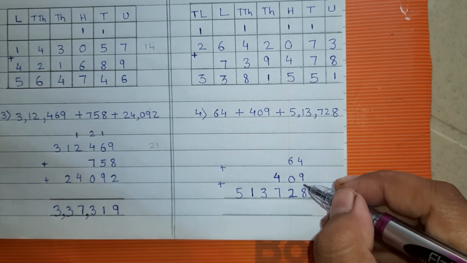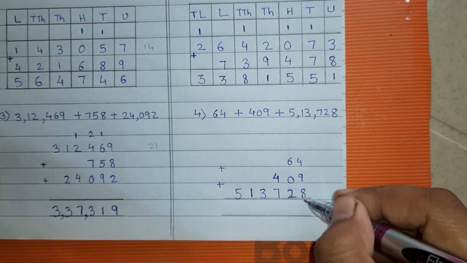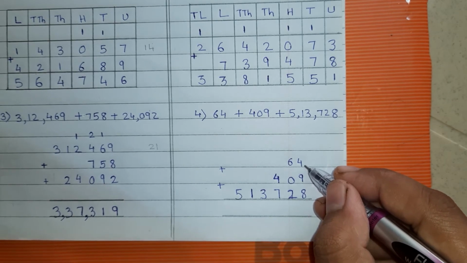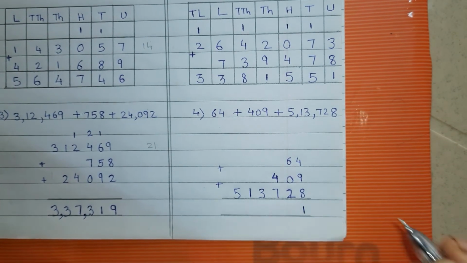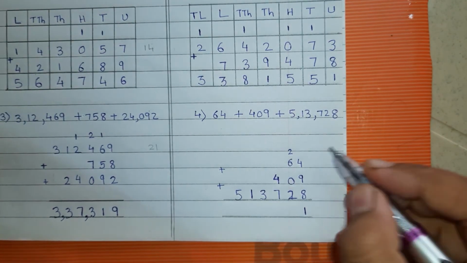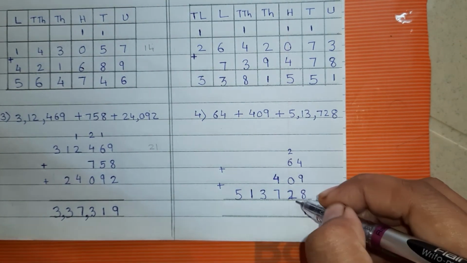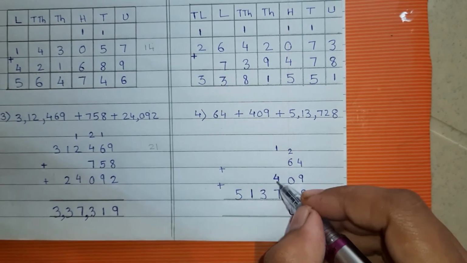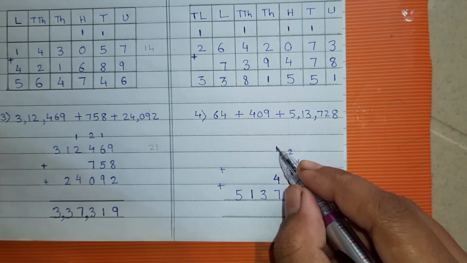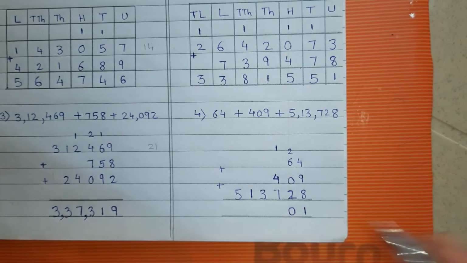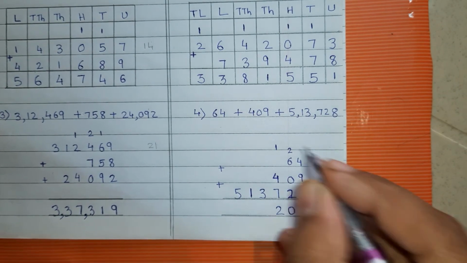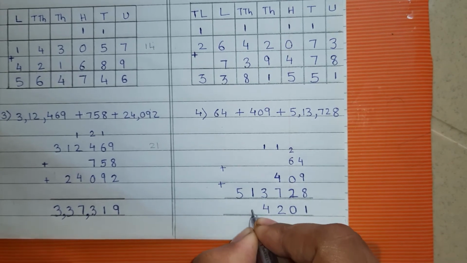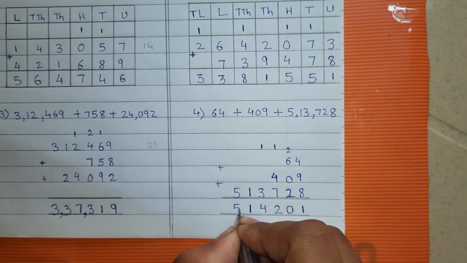Understood? Now 9 plus 8 is 17. 9 plus 8 is 17, and 4 is 21. So 1 here, 2 carry. Next 6, 7, 8, 9, 10. So 0 here, 1 carry. Now 7 plus 1 is 8. 8 and 4 is 12. So 2 here and 1 carry. 3 plus 1 is 4. This 1 as it is, 5 also as it is.